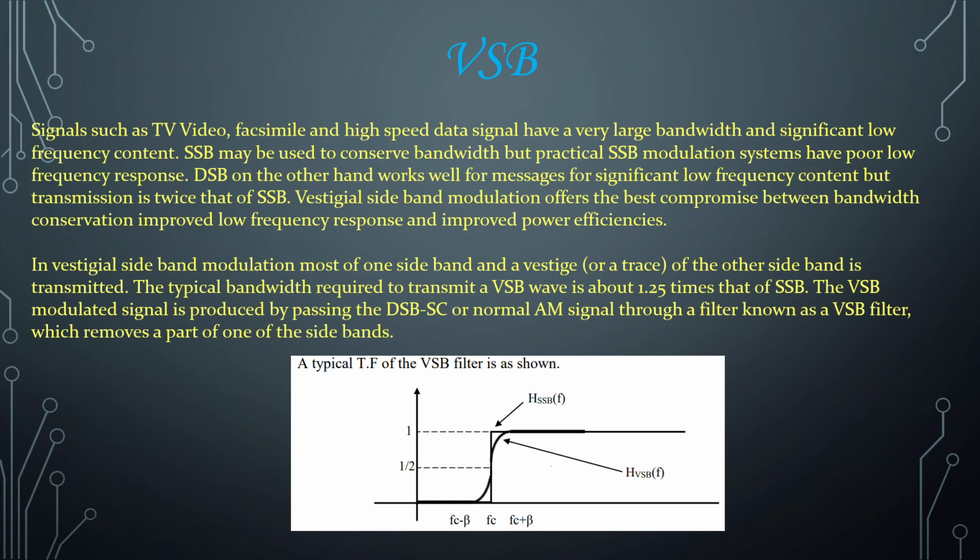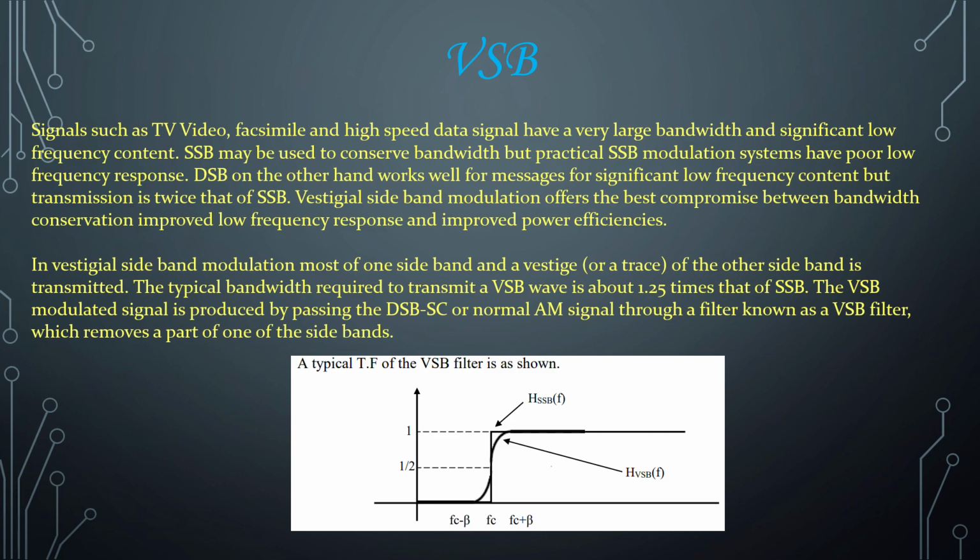Signals such as TV video, facsimile and high-speed data signals have a very large bandwidth and significant low frequency content. SSB may be used to conserve bandwidth, but practical SSB modulation systems have poor low frequency response. DSB, on the other hand, works well for messages with significant low frequency content, but its transmission bandwidth is twice that of SSB. Vestigial sideband modulation offers the best compromise between bandwidth conservation, improved low frequency response, and improved power efficiency.